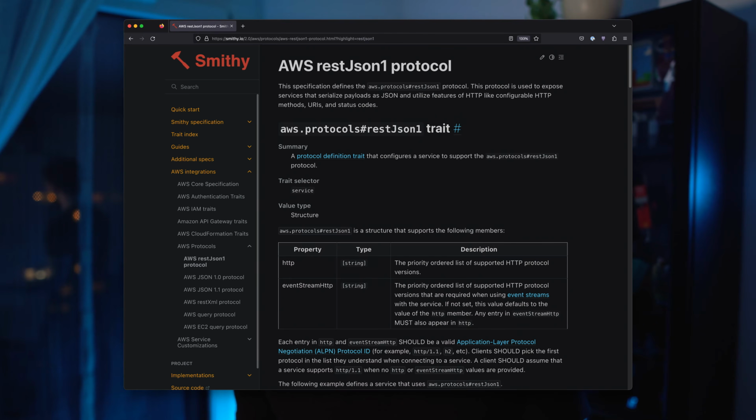And such protocols usually define both the transfer mechanism and the serialization mechanism. For example, there is REST-JSON 1 made by AWS, which uses RESTful HTTP operations, and the bodies are serialized as JSON. And there are other protocols.